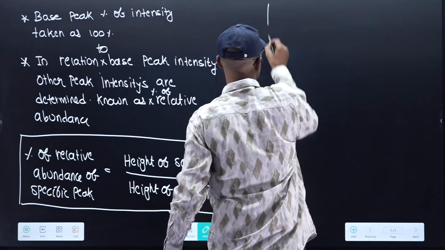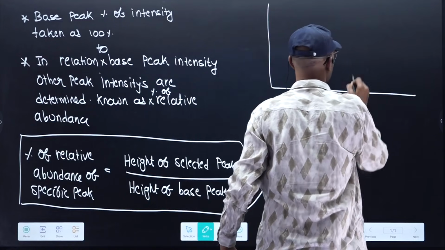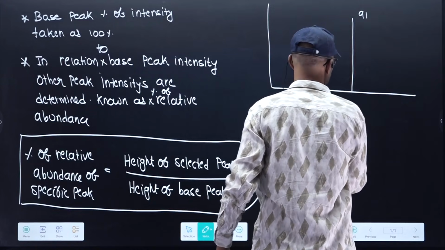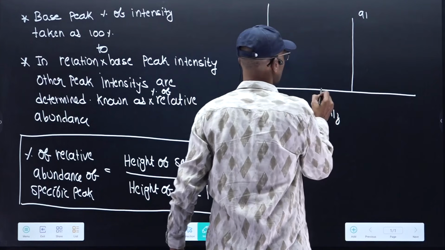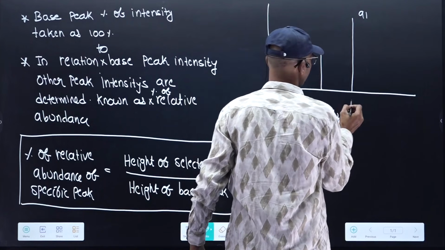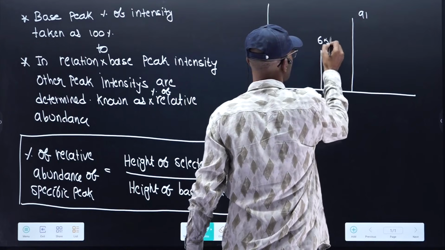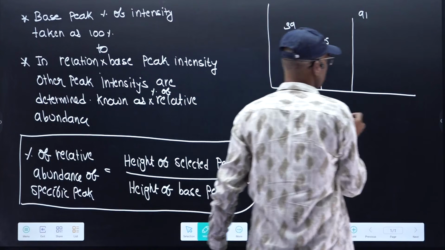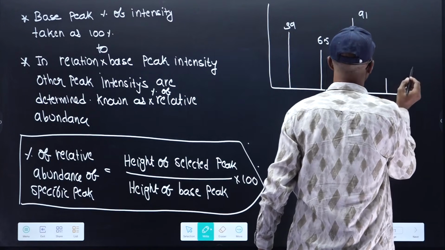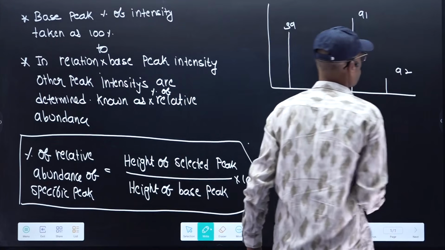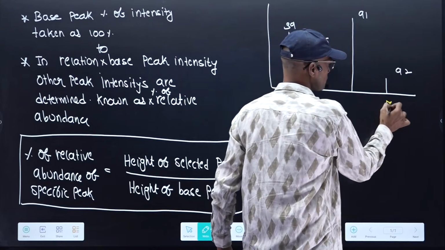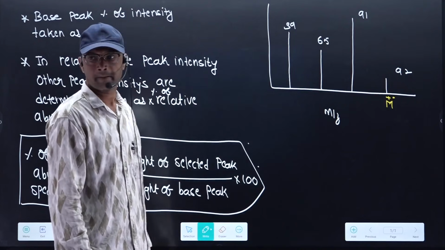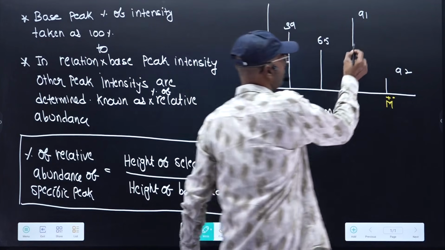So this is the mass spectrum. Just take one example. This is m/z value 91, this is 65, and this is 39, m/z value 39. Here I am taking one more, this is 92. This is the molecular ion peak. Now who is the base peak here? Is 91 the base peak or not? I can say 91 is the base peak.